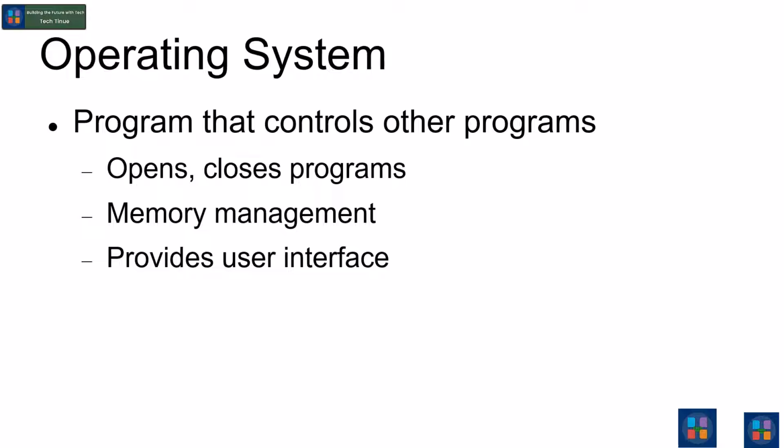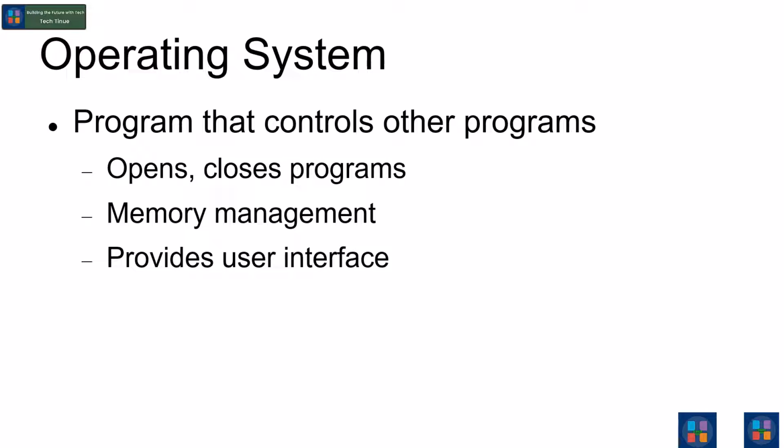Another example of software is your operating system. The operating system is the first program that gets launched when your computer turns on, and it is a program that actually controls other programs in your computer. So it handles opening and closing programs. It handles how much memory each program is taking up, how much space they're allowed to have to store data that they're working with, and the space that is being held for them to store their own instructions.